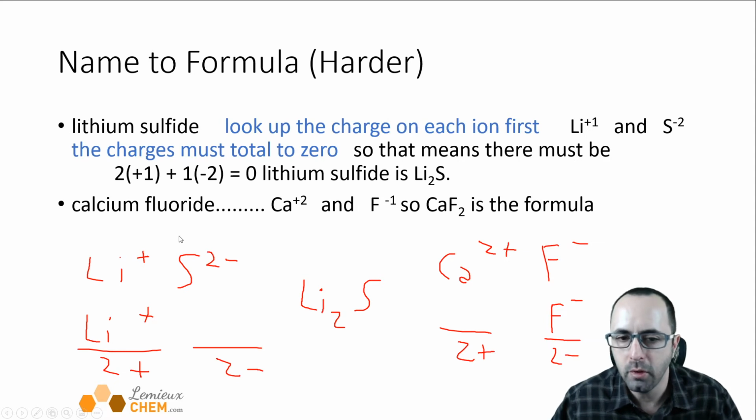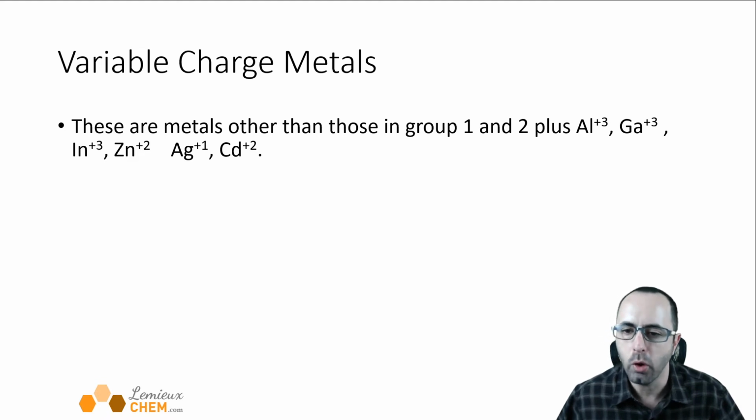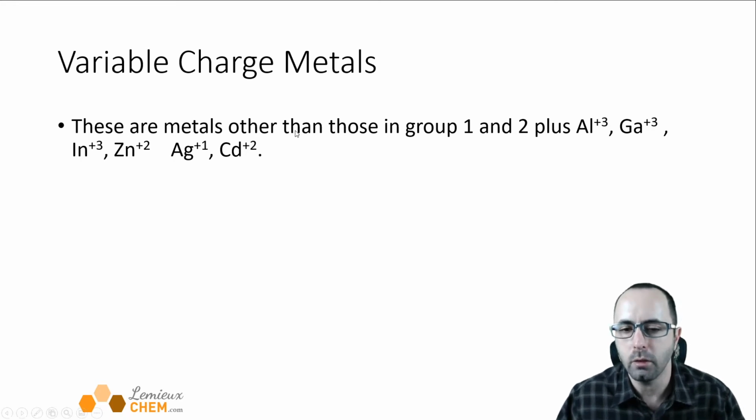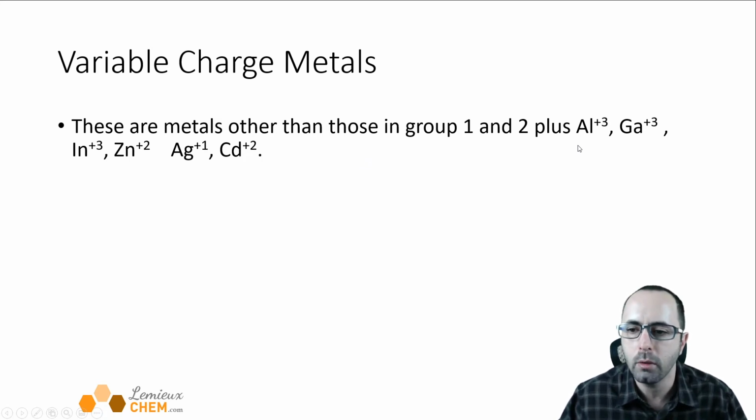So up until now, we've only dealt with metals that have only 1 charge. But some metals have more than 1 charge. These are called variable charge metals. So actually most metals are variable charge metals. The only ones that aren't are in group 1, group 2 of the periodic table, group 3 metals, aluminum, gallium, and indium, and then a few more, zinc, silver, and cadmium.